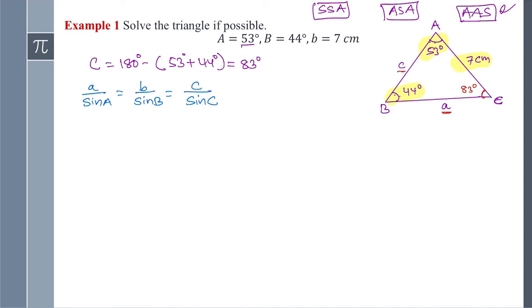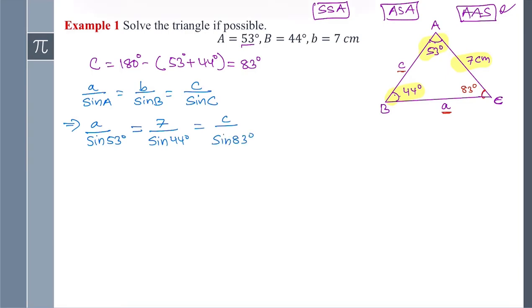We don't know lowercase a, or the side A, so we just write A over sine A, where angle A is 53 degrees, equals side B, which is given as 7 centimeters. So we'll just write 7 and write the unit at the end. Sine B is sine 44 degrees. And then side C is unknown, but angle C, which we just found, is 83 degrees.